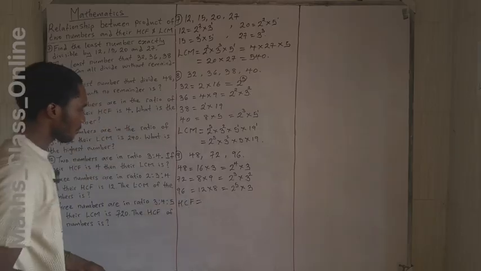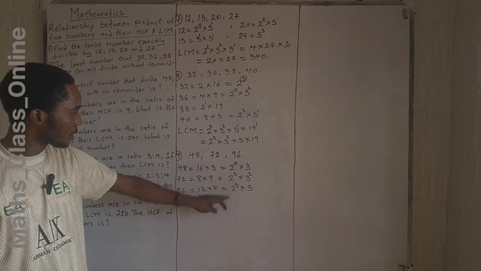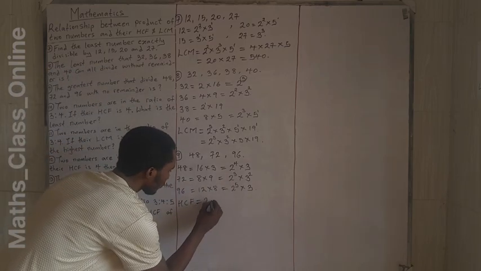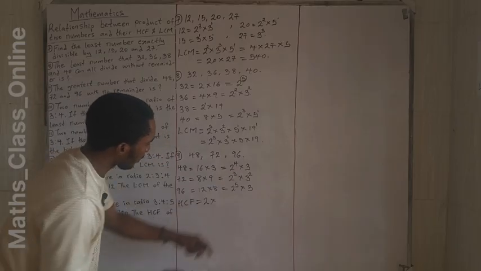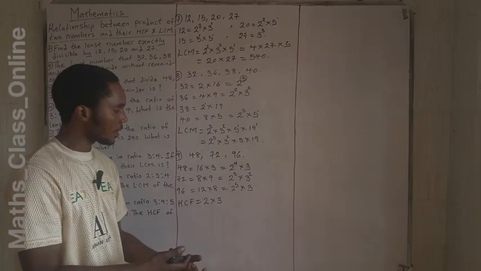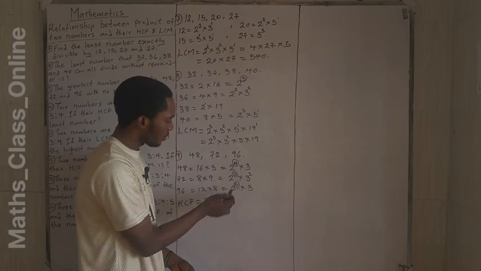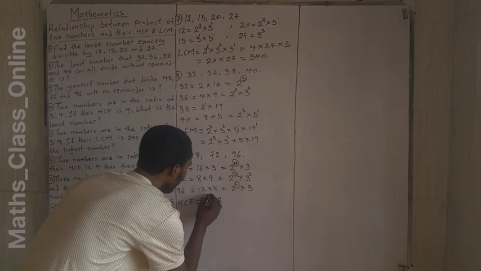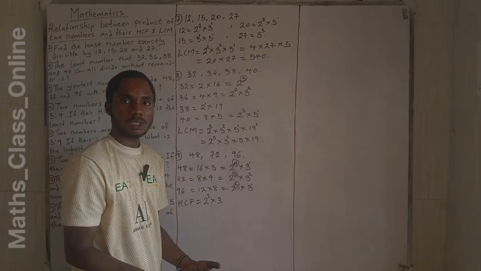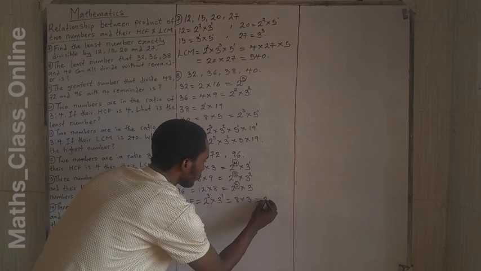HCF. What is common to 48, 72, and 96? If we look at it, we have 2 here, 2 here, and 2 here. That means we have to multiply by 3 as well. Now what are we going to do next? We take the least power of 2 and the least power of 3. The powers of 2 are 4, 3, 5. Which one is the least? The least is 3. The powers of 3 are 1, 2, 1. Which one is the least? The least is 1. This is equal to 8 multiplied by 3, which is 24.